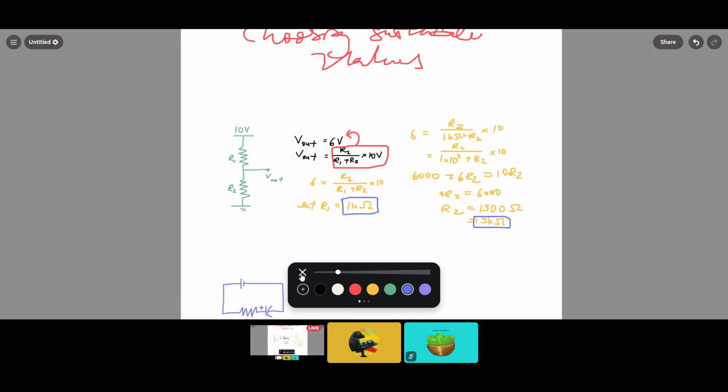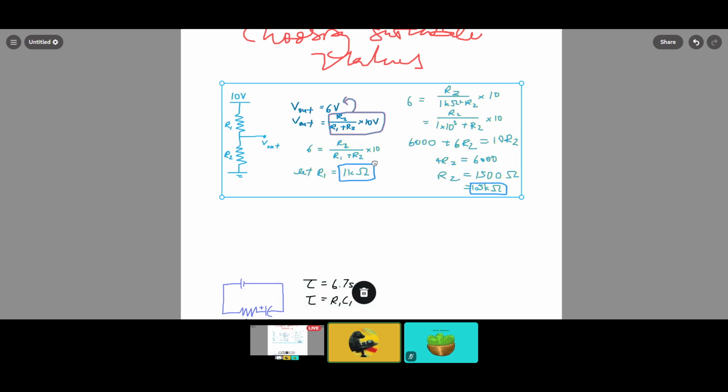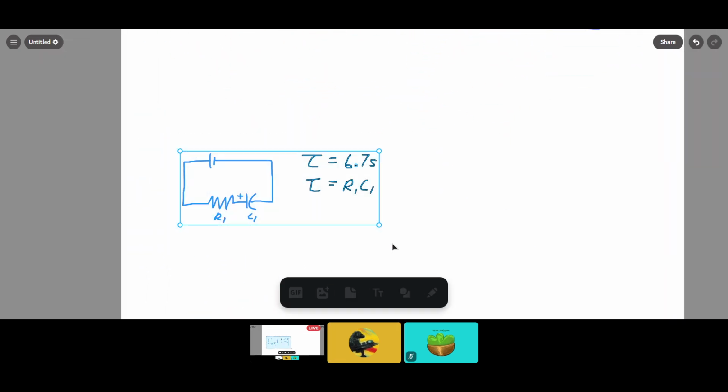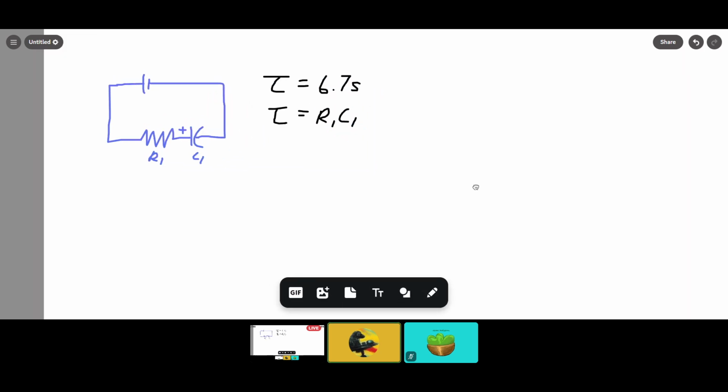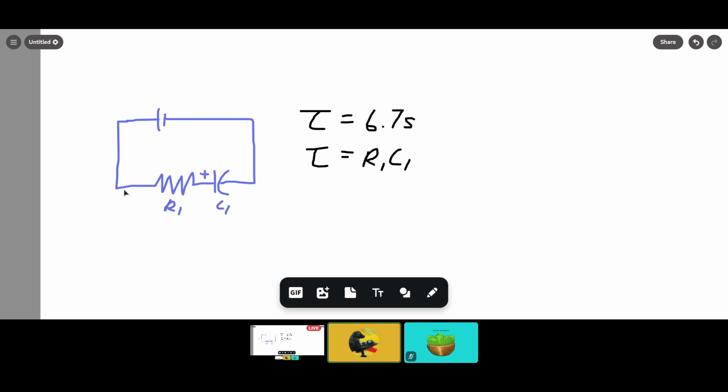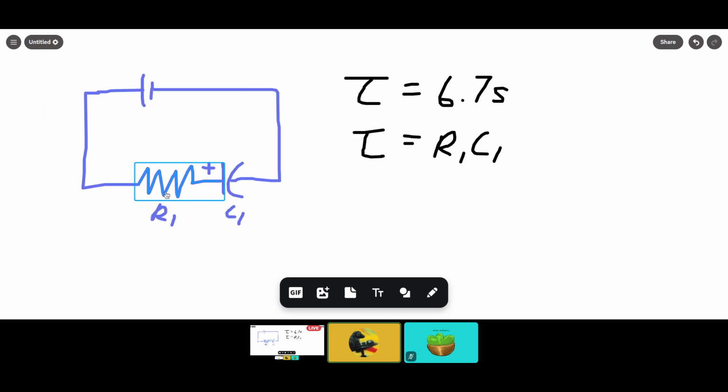Okay. Let us do another example. So this is an RC circuit. You don't even need to know what an RC circuit is because I have the equation here for you. But if you want to know more, you can watch the RC circuit video which I have. Basically, an RC circuit has something known as tau, a time constant. And that is found by multiplying R and C, as you can see here.